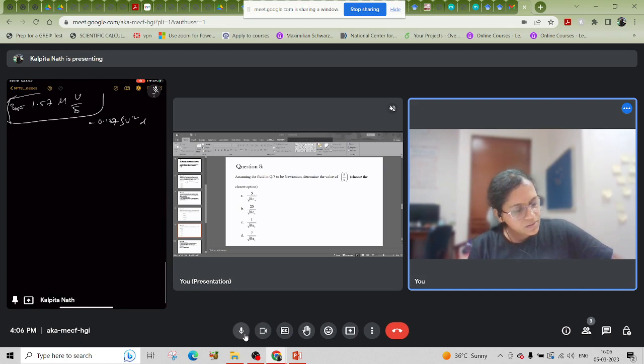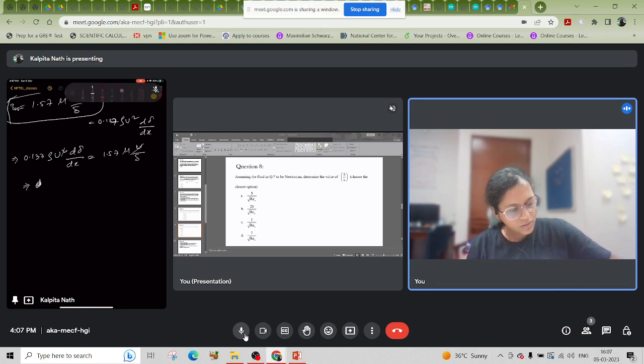U square d delta dx, or 0.137 rho u square d delta dx is equal to 1.57 mu u by delta, or delta d delta by dx is equal to 11.459 mu by rho u.